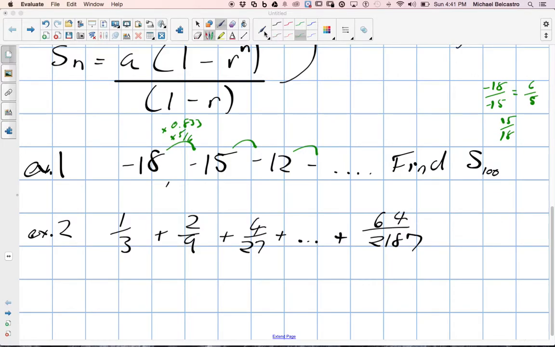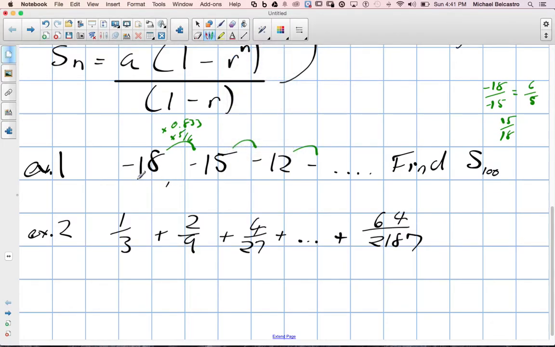No. What if we were to add or find the difference between the two? What's -18 subtract -15? That's 3. This is actually an increase of 3. This is an increase of 3. Yeah, so it's going up by the same amount. So this is actually an arithmetic one.